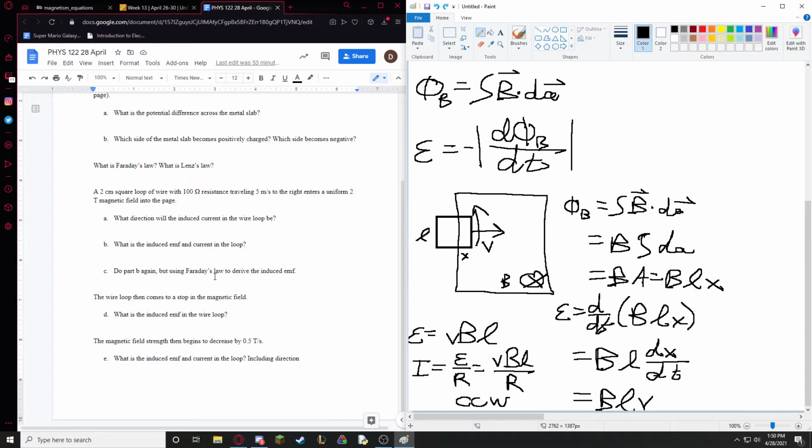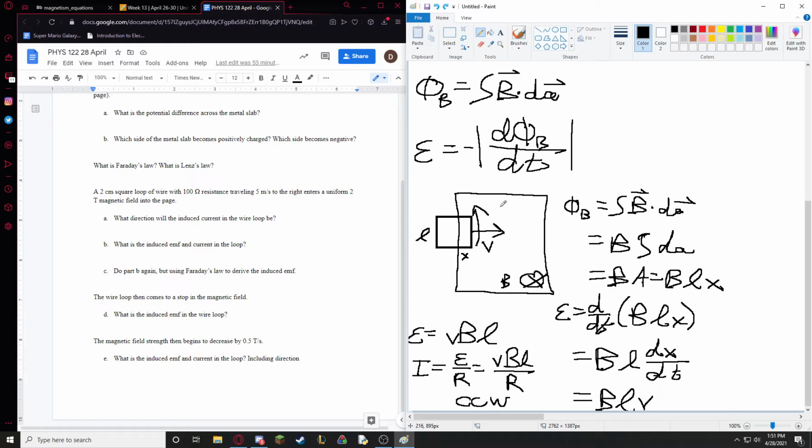So let's go ahead and hop into the last little bit here. The wire loop is going to be traveling here, and it is going to fully enter the magnetic field. What's going to be the induced EMF in our wire loop once it's fully in the magnetic field? Would that be just 0? And why is that?